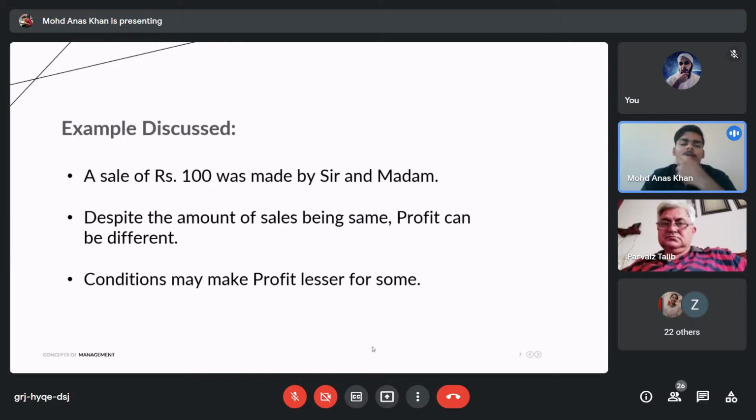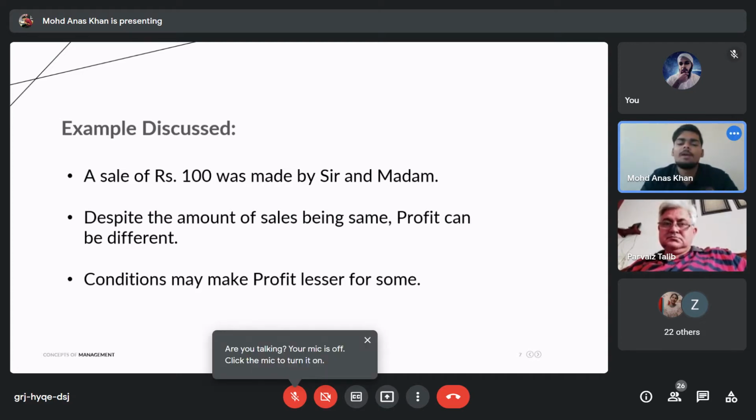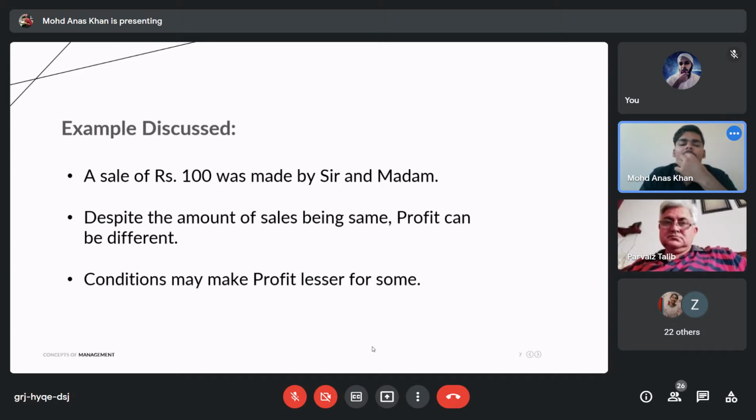After this, sir explained a few examples. Number one of which was that he said that, for example, he made a sale of rupees 100 and so did ma'am. But in his case, the unit cost was rupees 95 and the profit was rupees 5, while ma'am made a profit of rupees 10 and her cost of production was rupees 90. This example was given to help us understand basically profitability ratios, how they work. Despite the amount of sales being rupees 100 for both, one is making a profit of 5% and the other one is making a profit of 10%.